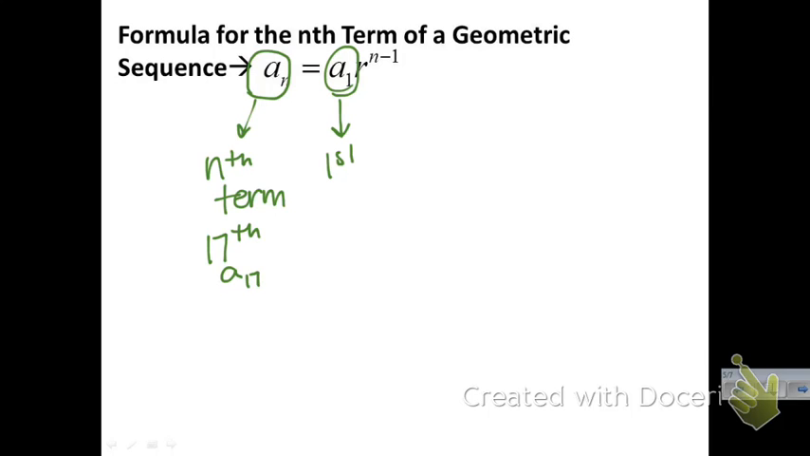Okay, our formula for the nth term of the geometric sequence is a sub n equals a sub 1 times r to the n minus 1. So this a sub n represents the nth term. So if we're looking for the 17th term, we would say a sub 17. A sub 1 is your first term in your sequence, and you should be able to pick that out. The r stands for the common ratio, and this n comes from here. So if we had a sub 17, it would be 17 there.